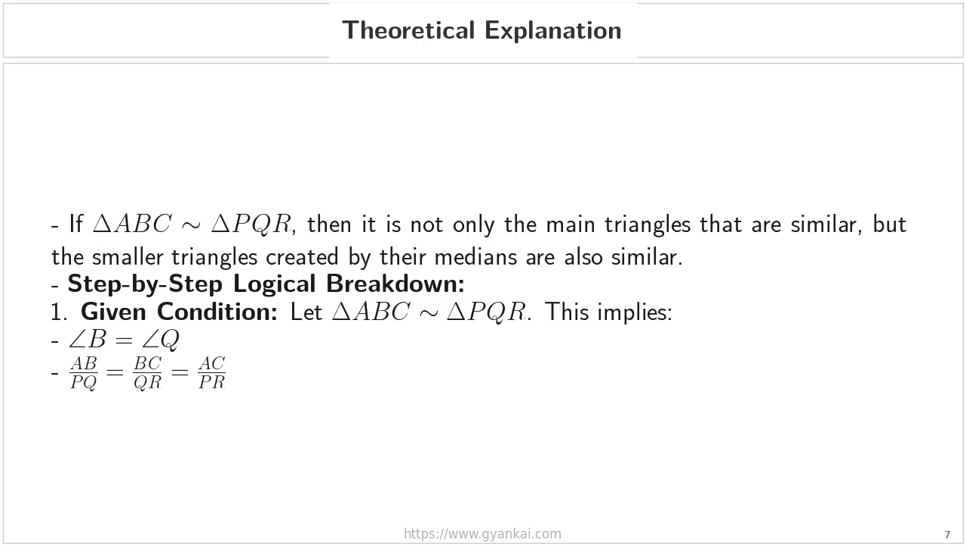First, we must establish our starting point, or our given condition. Let's assume that triangle ABC is similar to triangle PQR. Now, because we have already established that these triangles are similar, we can immediately conclude two very important things. First, the corresponding angles must be equal. So, angle B is equal to angle Q. Second, the corresponding sides must be in the same proportion. This means that the ratio of side AB to side PQ is equal to the ratio of side BC to side QR, which is also equal to the ratio of side AC to side PR.